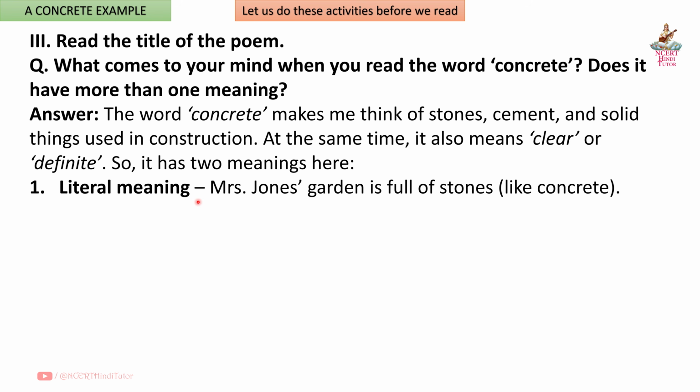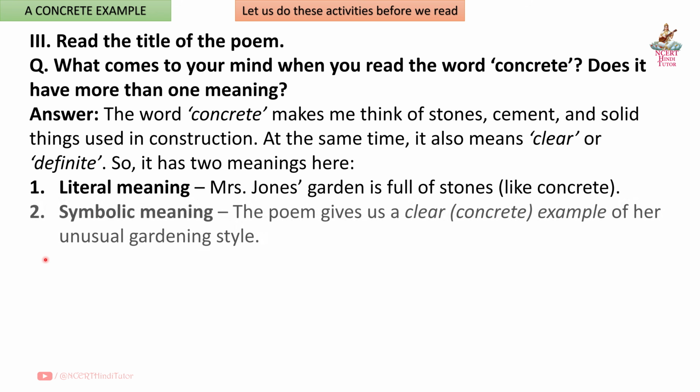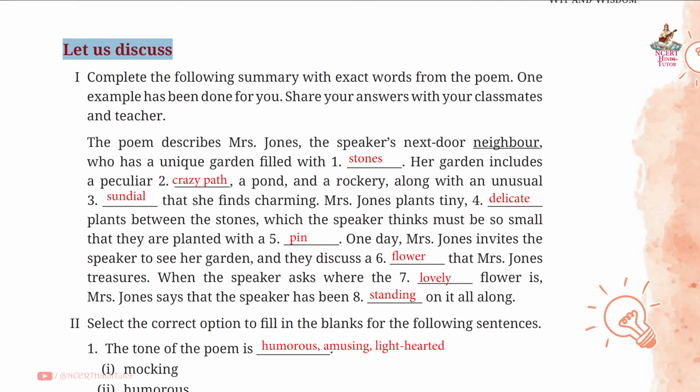First, literal meaning. Mrs. Jones' garden is full of stones like concrete. Second, symbolic meaning. The poem gives us a clear, concrete example of her unusual gardening style. Let us discuss. First, complete the following summary with exact words from the poem. One example has been done for you. Share your answers with your classmates and teacher.